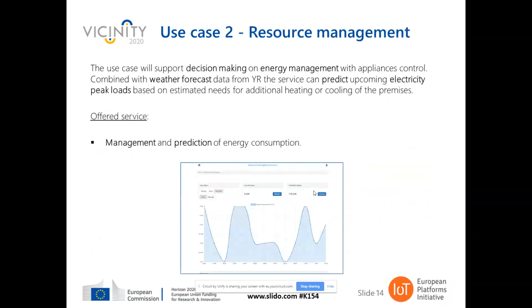And the second use case is using and utilizing the resource management. So in this case, we are supporting the decision-making of the energy management with appliances control. This is combined with a weather forecast service, in order to predict upcoming electricity peak loads based on the estimated needs for additional heating or cooling in the premises of the building. And the services that have been implemented in this case are around management and prediction of the energy consumption in the building.